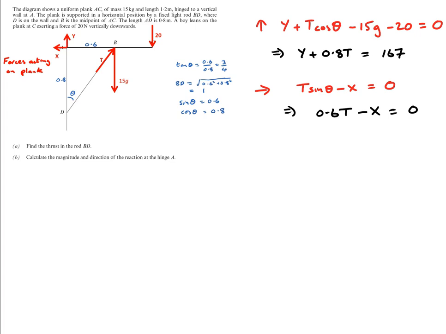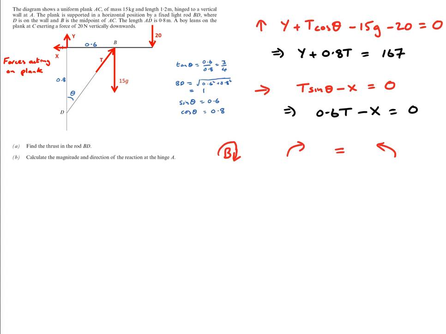We're now going to need to take moments, and we're going to take moments about B. The reason for taking moments about B is simply that if we take moments about B, the awkward force, T, has no moment about B. The 15g has no moment about B. X has no moment about B. So all we've got to worry about is the moments provided by the y and the 20.